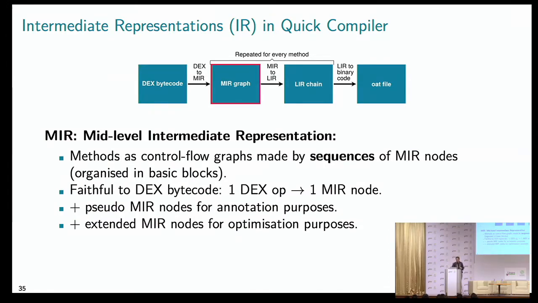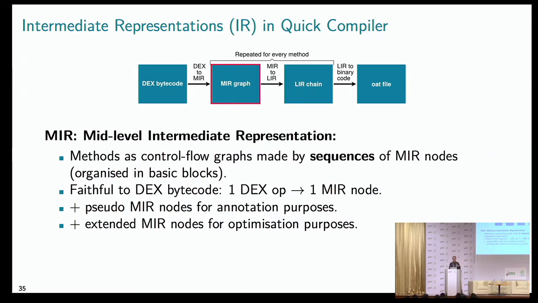The next representation is the so-called mid-level intermediate representation. In this representation, a method is represented as a graph made by basic blocks. And every basic block internally is a chain of MIR nodes.